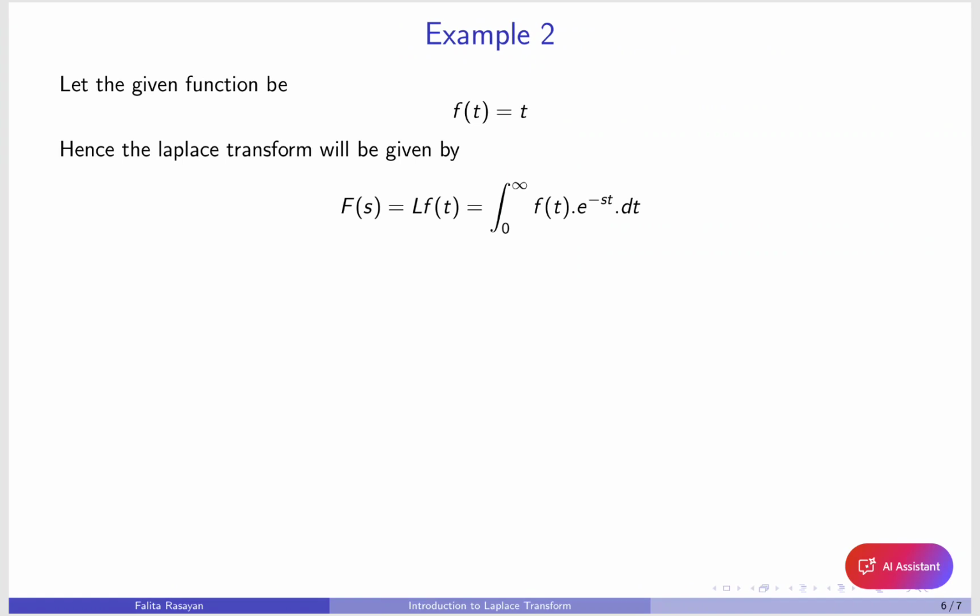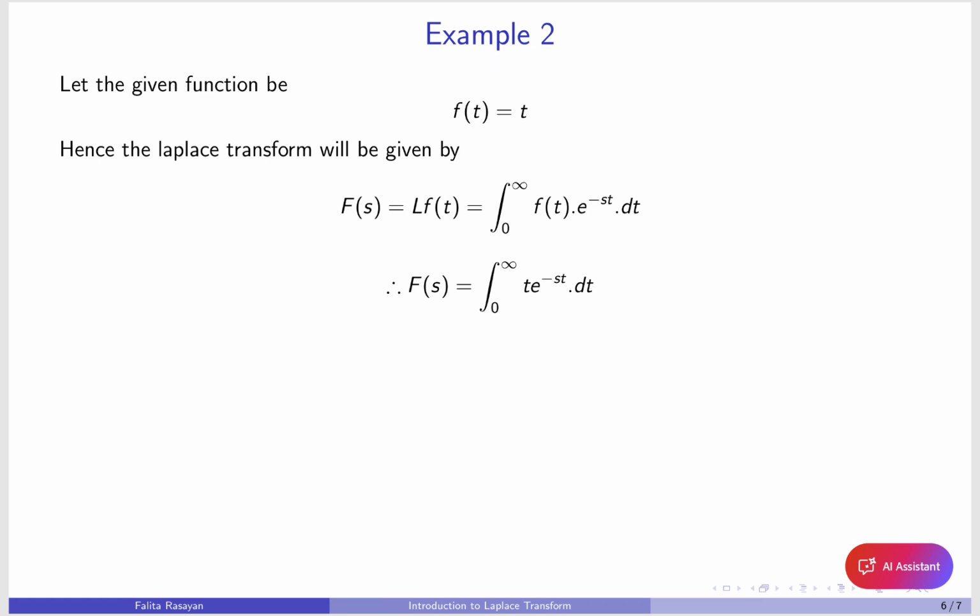Now, if we put the structure of the Laplace transform in place, we have F(s) = L{f(t)} = ∫ from 0 to infinity of f(t) e^(-st) dt. Moving forward, we have F(s) = ∫ from 0 to infinity, putting the value of f(t) as t, t e^(-st) dt.